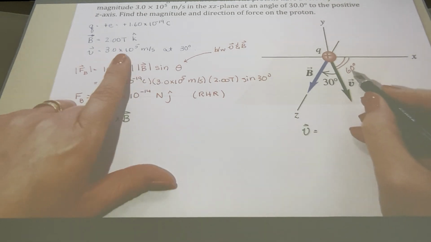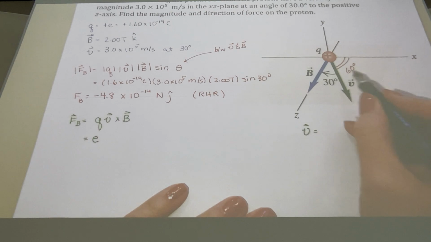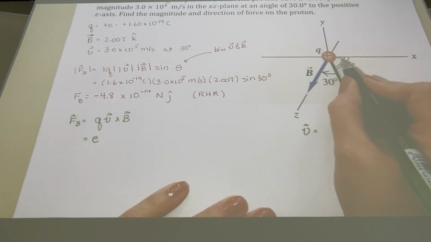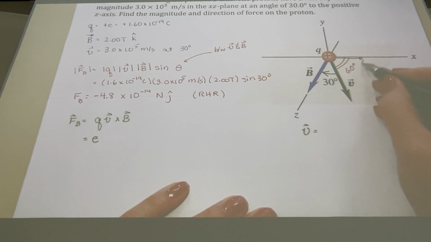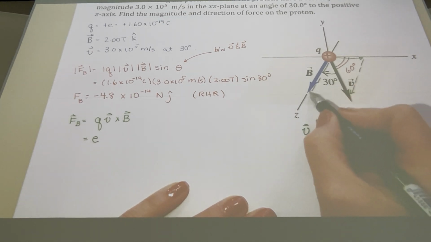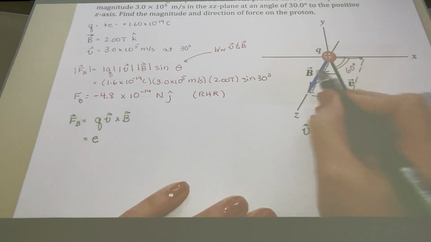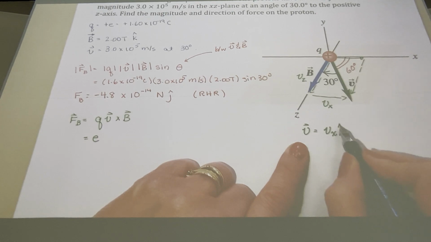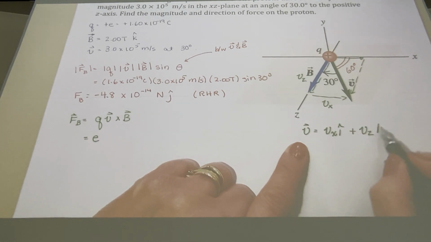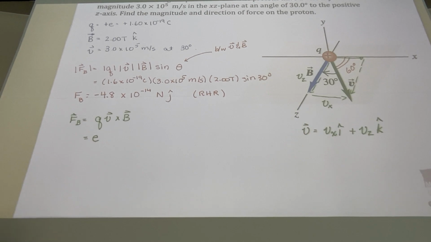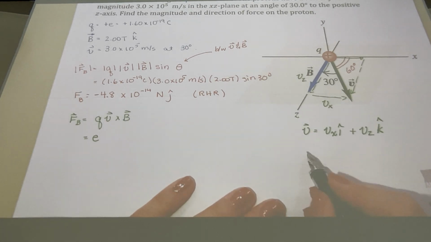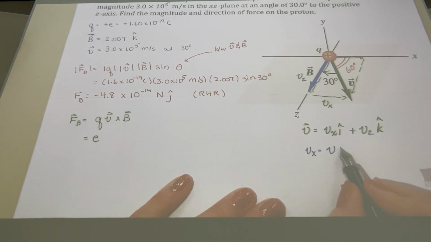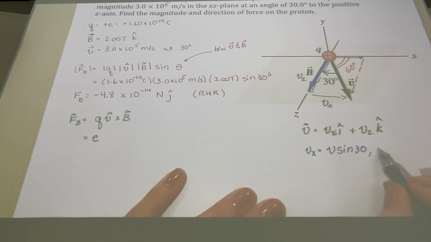velocity is 3 times 10 to the 5 meters per second at 30 degrees. So it's got an X and Z component. The X component is over here. The Z component is over here, or here and here. So there's our Vx, there's our Vz. So our velocity is the X component in the X direction, plus the Z component in the Z direction. For our X component, Vx equals V times sine 30. And our Z component, Vz equals V times cosine 30.